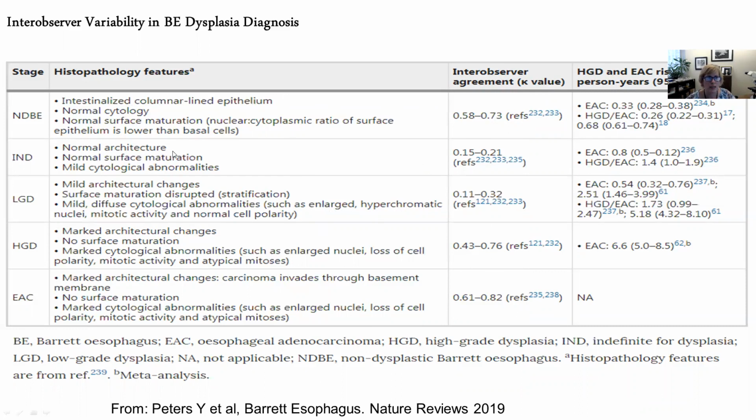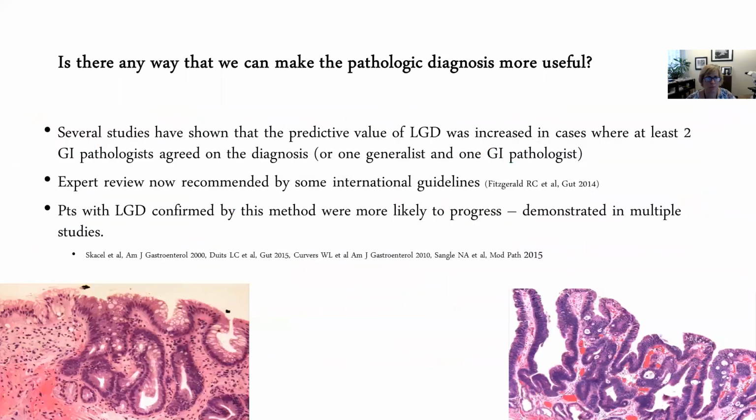But when you're looking at indefinite for dysplasia and low-grade dysplasia, the kappa values are, in a lot of studies, down around 0.1, little better than chance, which is not comforting when you're trying to explain to patients and clinicians why things keep changing. So is there any way that we can make the pathologic diagnosis more useful or at least more reliable?